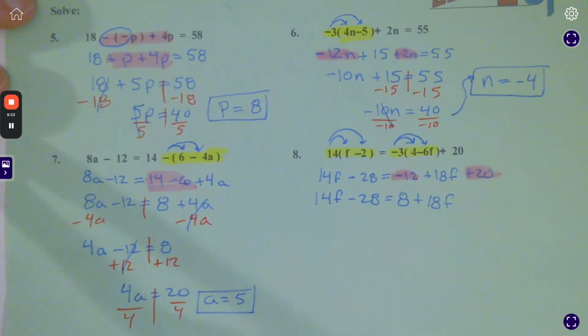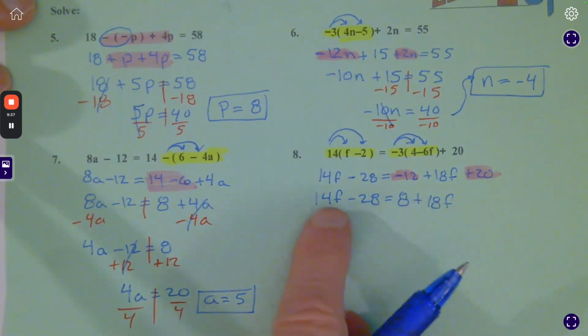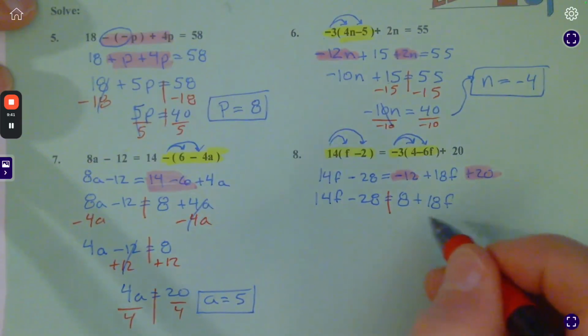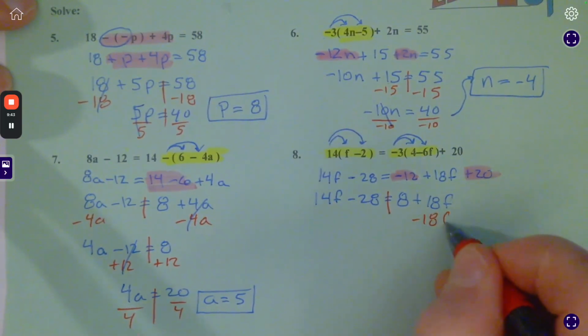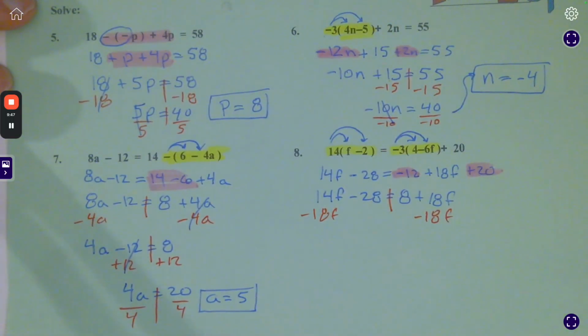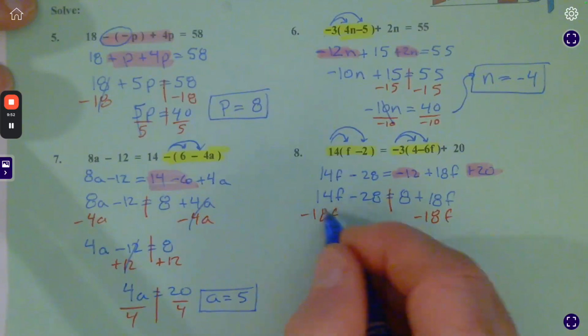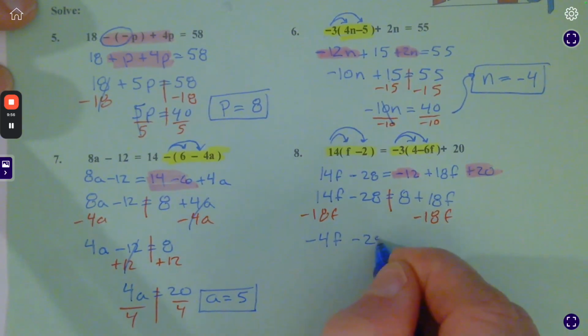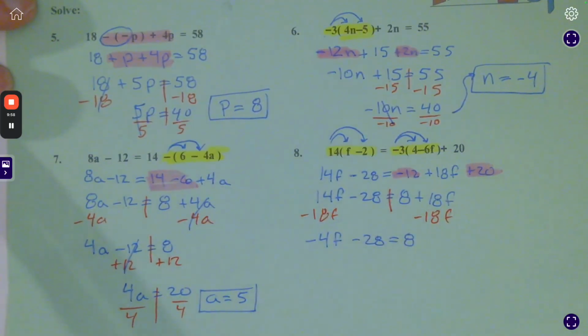Okay, now I got to deal with my variable terms. So notice I have variable terms there and there. So I got to go ahead and move that variable term over. So I'm going to subtract 18f. When I can, I move my variables to the left, constants to the right. 14 minus 18 for those like terms is negative 4f minus 28 equals 8.